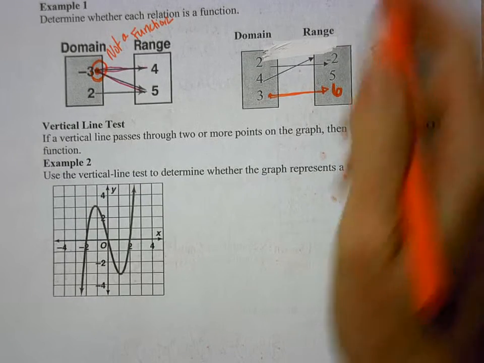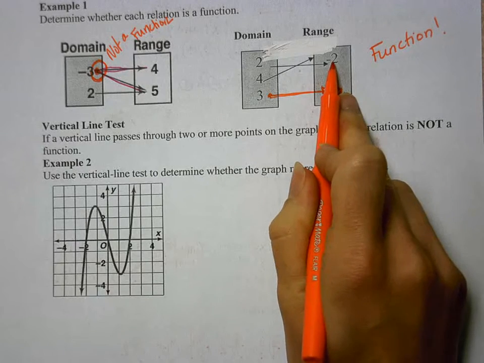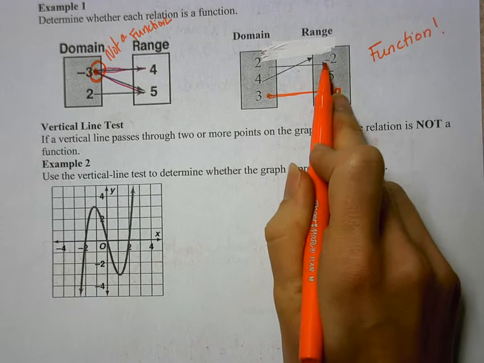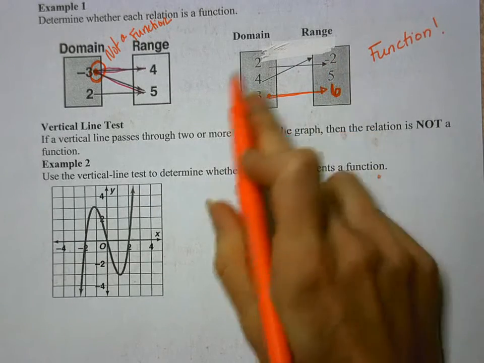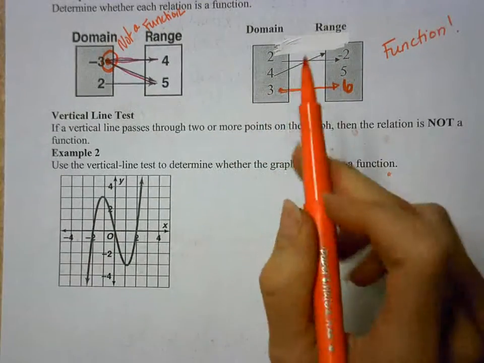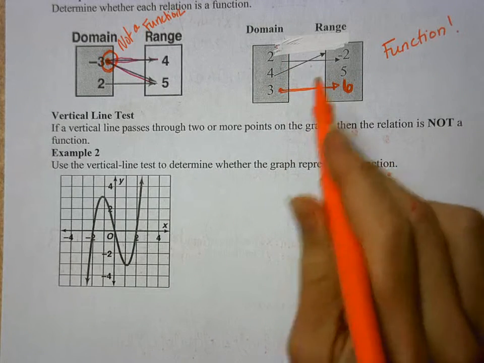Now you might be thinking to yourself, but wait a minute, this is shared by a y value. That's okay. A function, as defined, just has one x mapped to one y. And that's going to become more clear as we start looking at more functions.